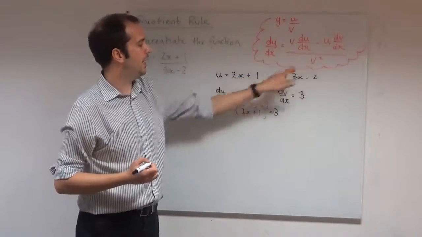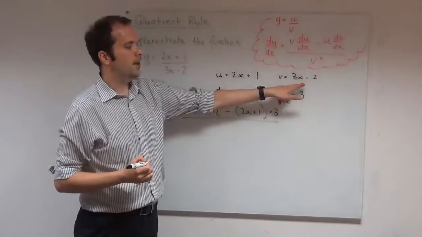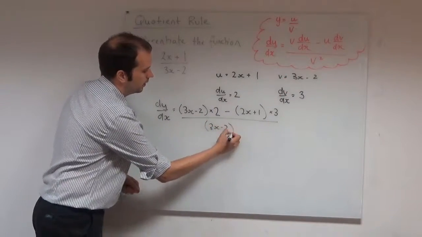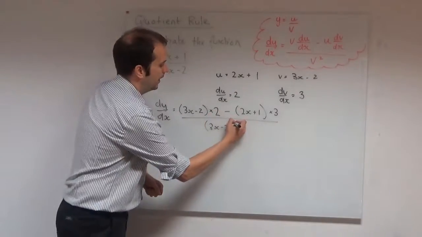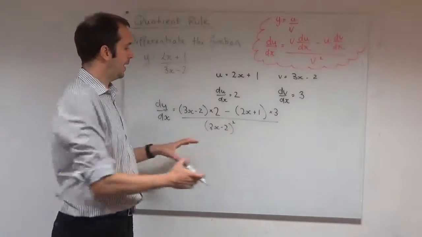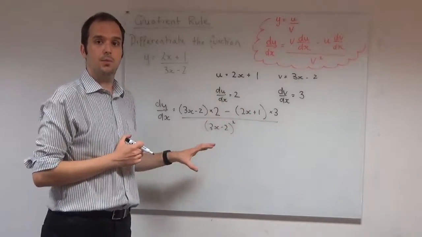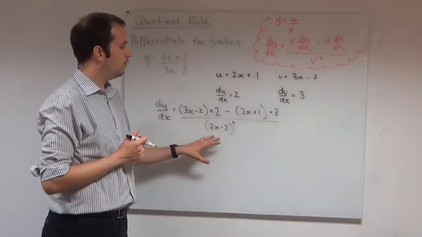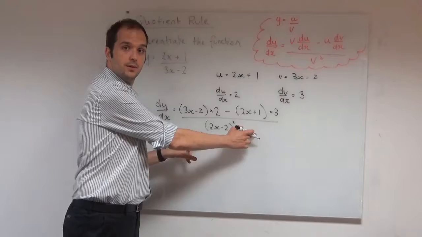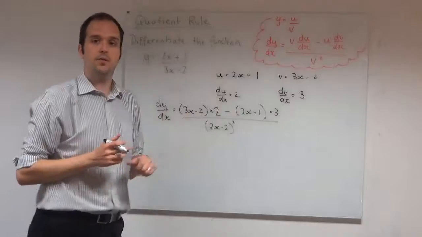And then what do we have on the denominator? We have v squared. And v was 3x minus 2, so I'm going to write that as 3x minus 2 in a bracket, and then square the whole thing. That's essentially everything done. That is our derivative, that is our dy by dx. It looks a little bit messy, so we need to tidy it up a little bit. Now, the general rule is to leave the denominator alone. Never expand it out, just leave it in the form it's in, and expand and simplify the numerator.